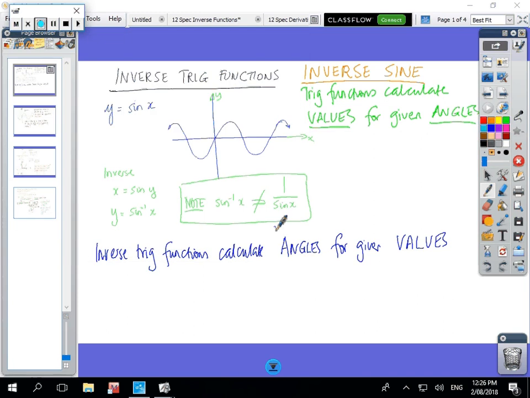Okay, so we're following on from the inverse functions into inverse trig functions. We're going to break it up into 3 videos: inverse sine, inverse cos, and then inverse tan. So let's start off with the first one, which is inverse sine.